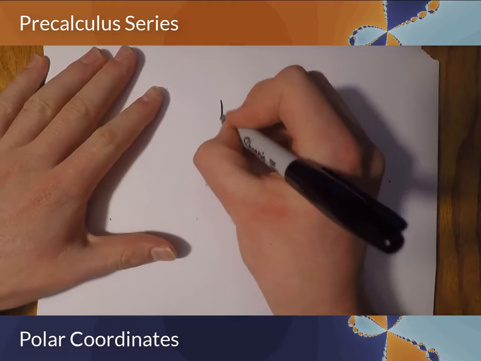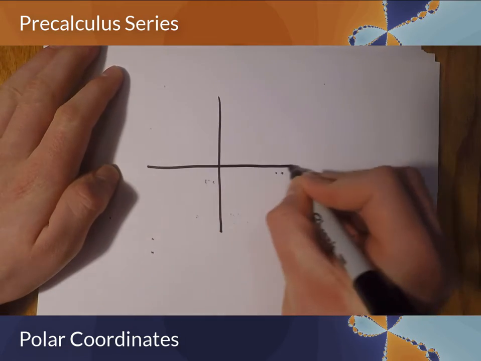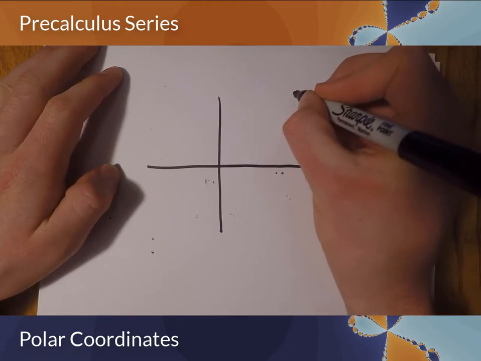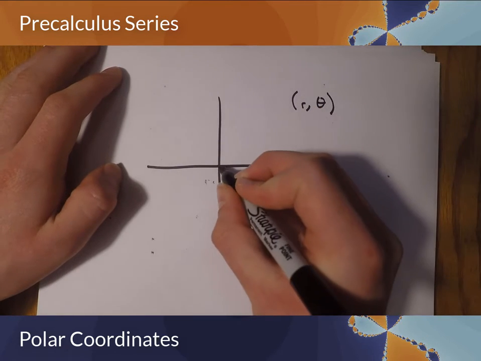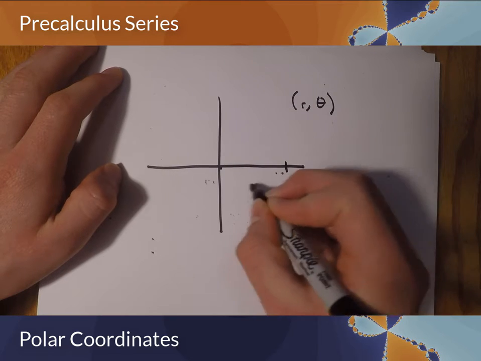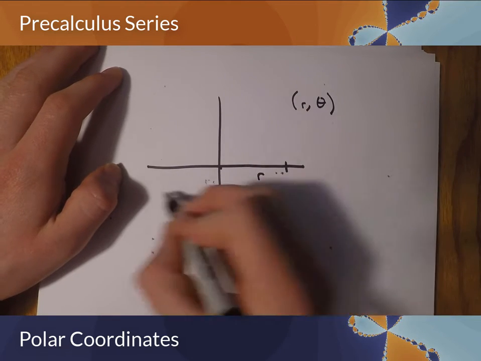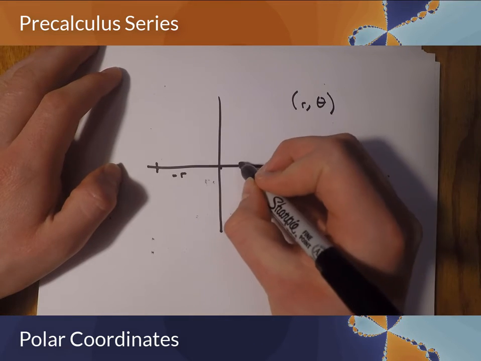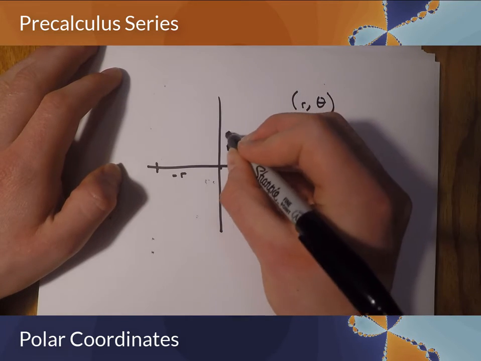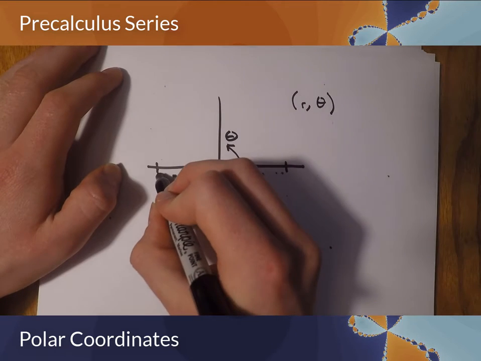So to summarize, polar coordinates is r, theta. If it's a positive r, you go over to the right. If it's a negative r, you start from the left. And then from there, you move theta from that given radius.